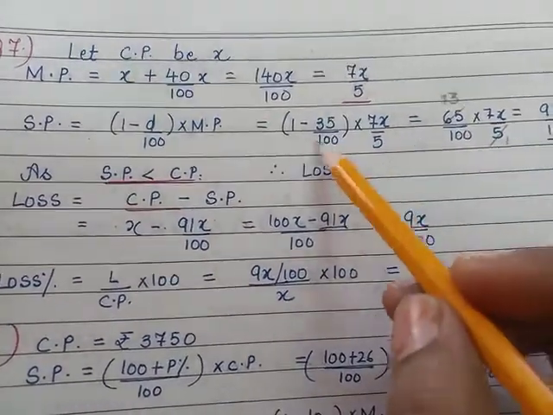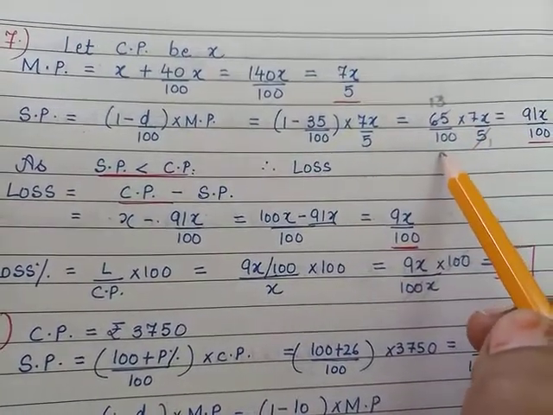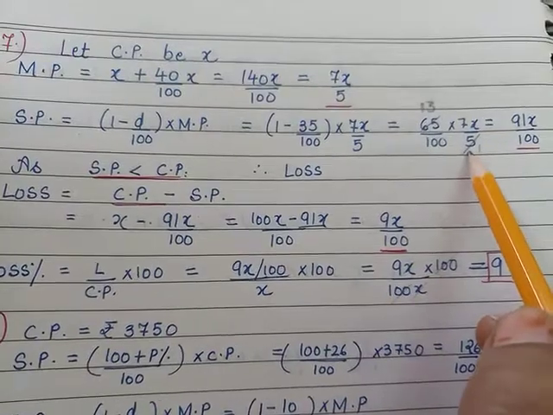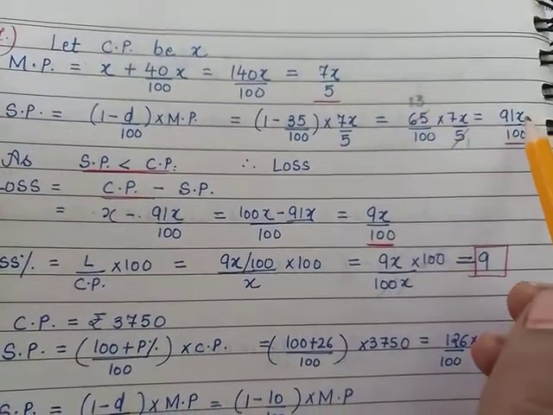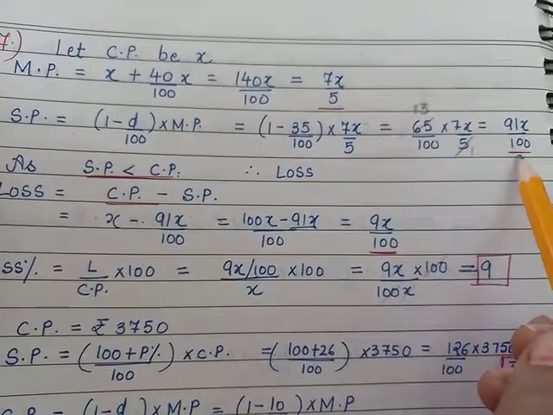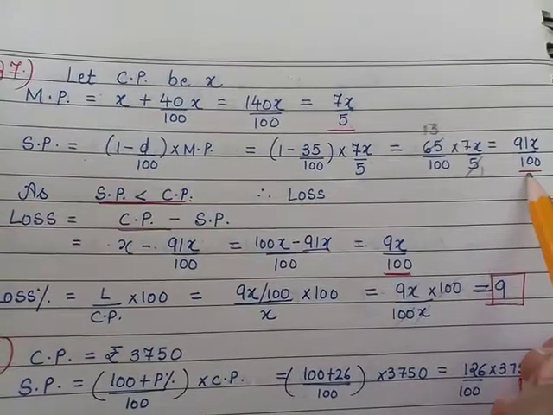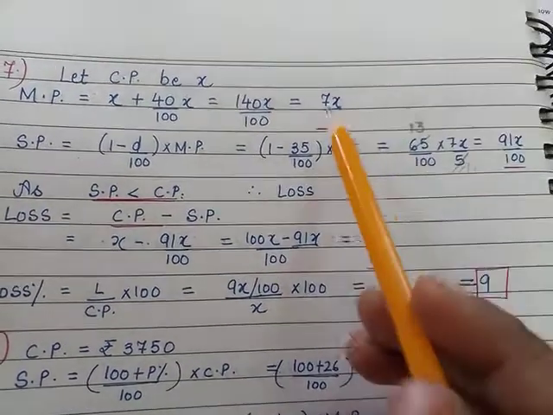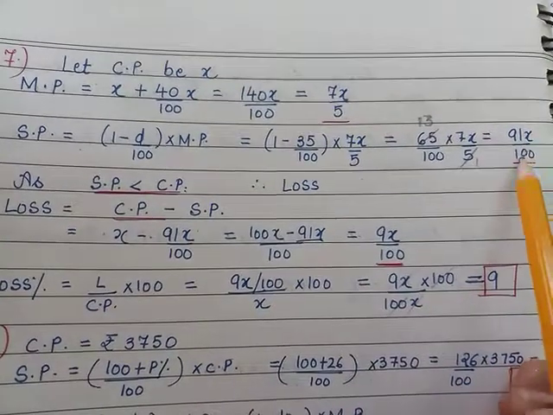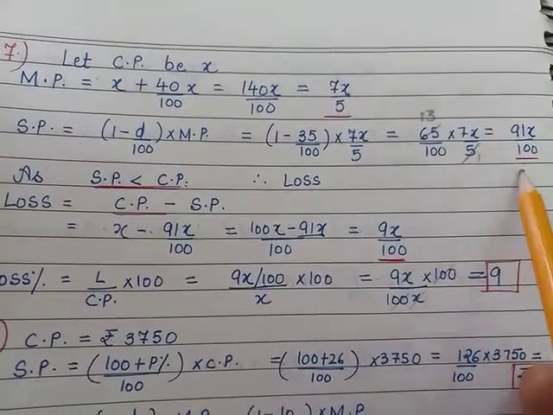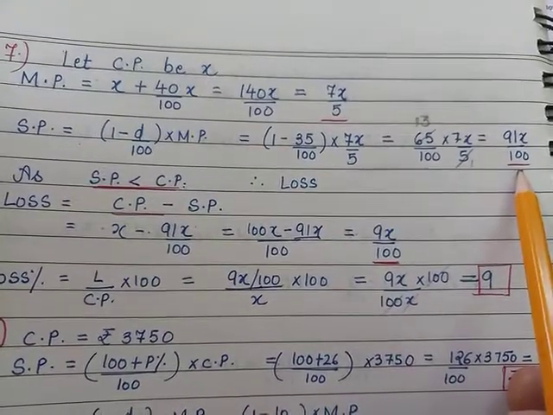Then we solve it. 100 is the LCM. 100 minus 35 will give you 65 upon 100 into 7x by 5. So if you cancel out, 5 ones are 5, 5 13s are 65. So you get 91x upon 100. 91x upon 100 is the selling price. Now you have to see this is 100x and this is 91x. It's a proper fraction and the value of a proper fraction is always less than 1.